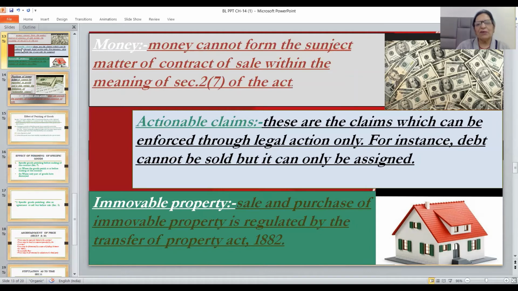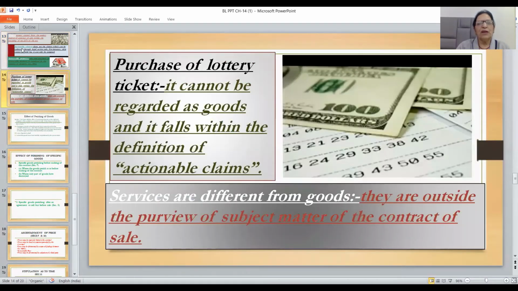Actionable claims are those claims which can be enforced through legal action only. Debt is a very good example of actionable claims. It cannot be sold, it can only be assigned. Immovable property is regulated by the Transfer of Property Act 1882. Lottery cannot be regarded as goods as it falls within the definition of actionable claims.